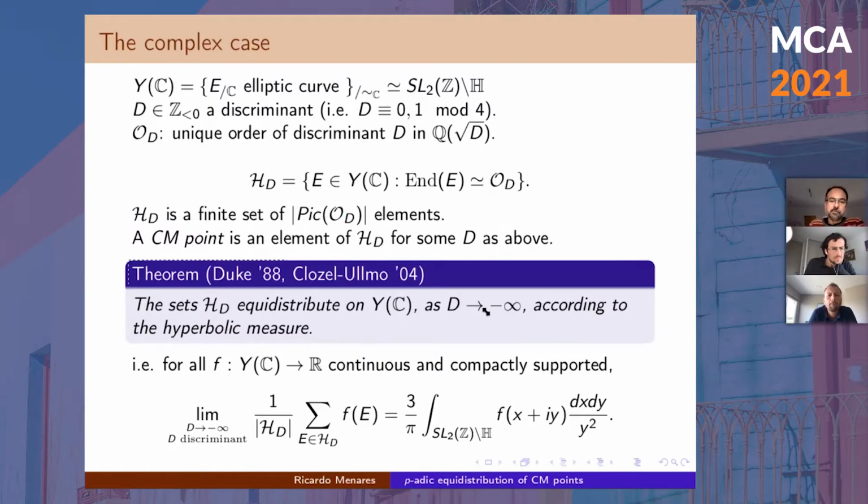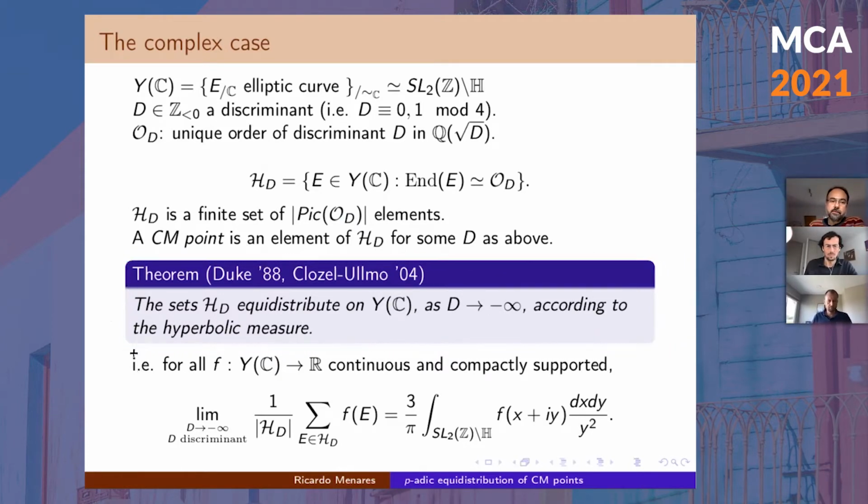So there is a classic theorem proved by Duke in 1988, and then in full generality by Clozel and Ullmo, stating that the sets H_D equidistribute on this complex modular curve as the discriminant goes to -infinity, following the hyperbolic measure. This theorem was proved by Duke, as I said, under the assumption that the discriminants are fundamental discriminants. And then Clozel and Ullmo extended his results to full generality.